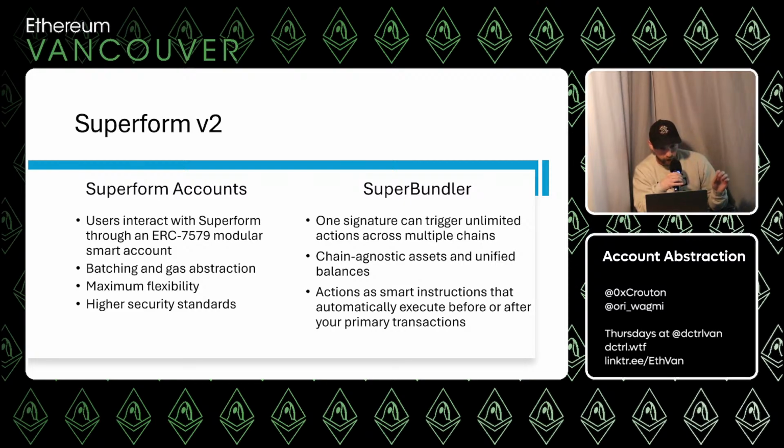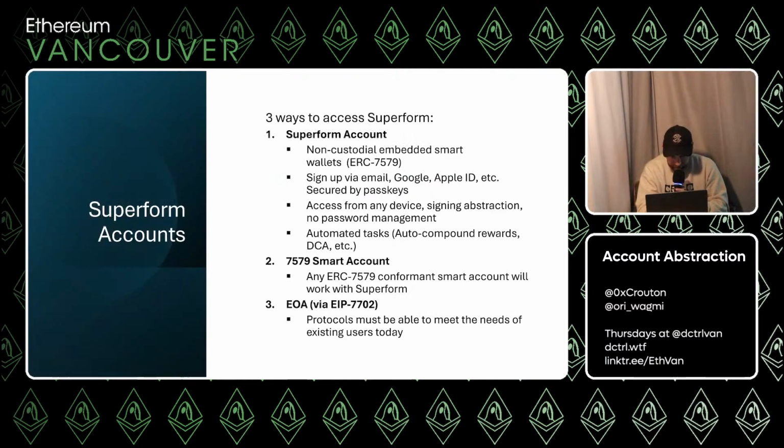And going back to this idea of hooks, these are smart instructions that can automatically execute before or after our primary transaction. Hooks and modules are the building blocks of a transaction that a smart account would execute. And when we're talking about time-based or event-based things like a DCA strategy or an auto strategy, all of this can be set up through the smart account and the Super Bundler.